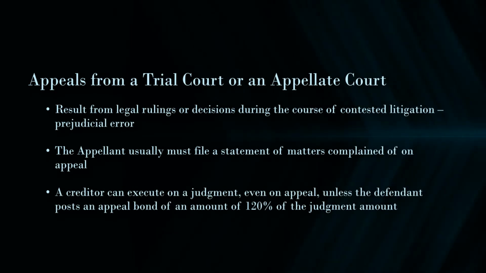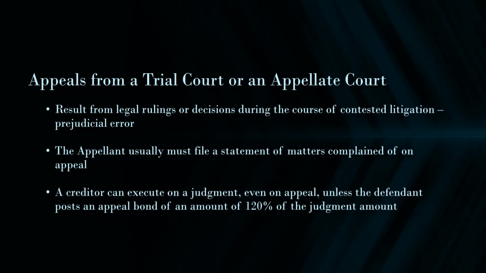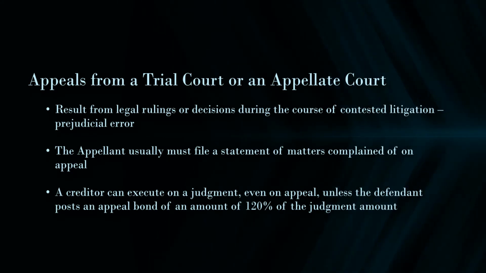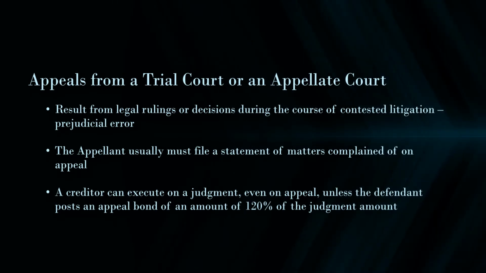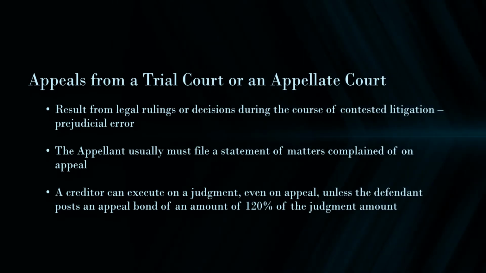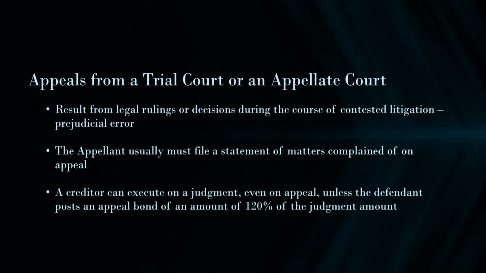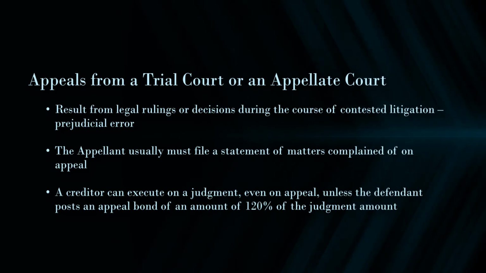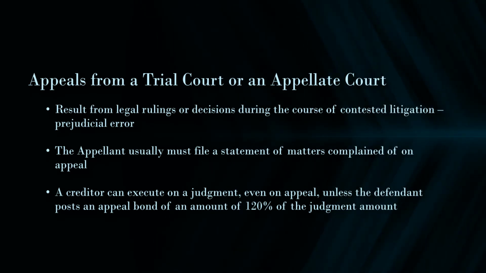Appeals from a trial court to an appellate court generally result from legal rulings or decisions during the course of contested litigation which the appellant believes to have constituted prejudicial error. The appellant usually must file a statement of matters complained of on appeal so as to identify the specific legal issues being appealed. A creditor can execute on a judgment, even on appeal, unless the defendant posts an appeal bond of an amount of 120% of the judgment amount.